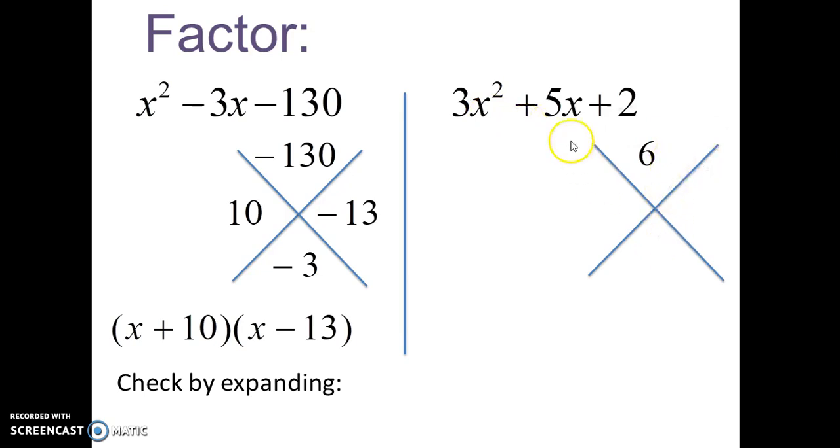On the bottom, the b value, which is 5. Here we're looking for two numbers that multiply to make 6 but add to 5. Those numbers are 2 and 3. 2 times 3 is 6. 2 plus 3 is 5. So this must factor then into x plus 2, x plus 3, using those two numbers.